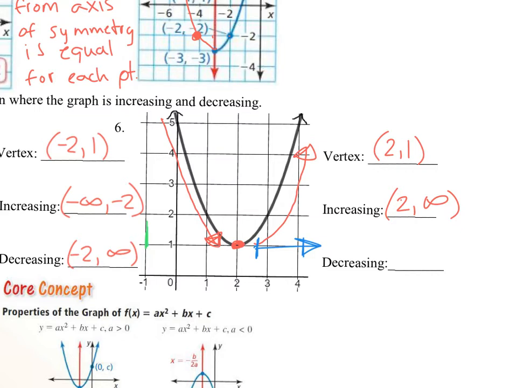So I would say from -infinity to 2, I'm decreasing. And of course, you can't include 2 because when you're at that vertex, you're not going to be having a positive or negative slope, right?